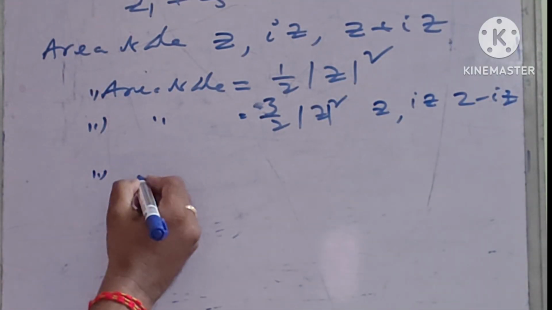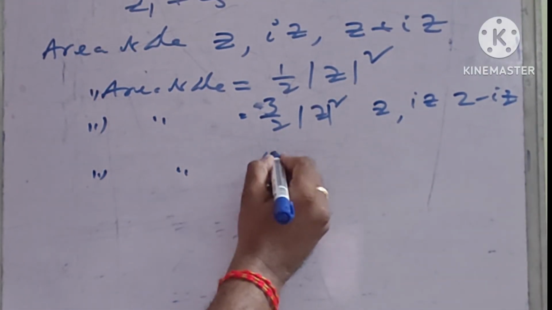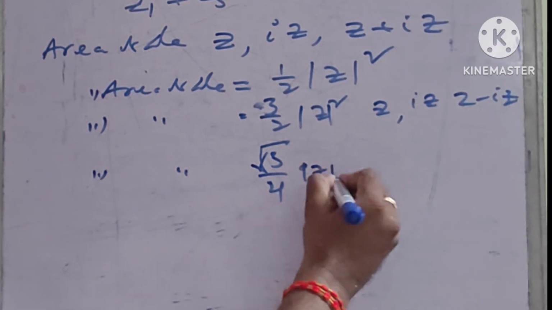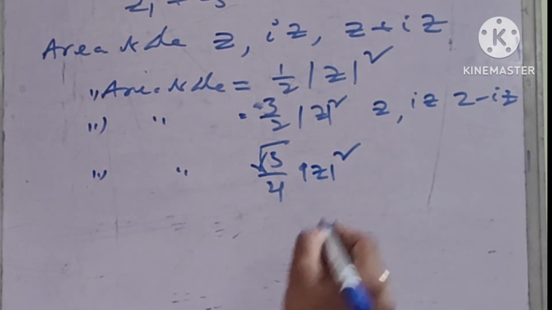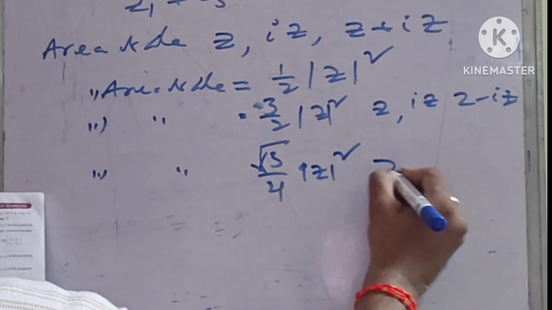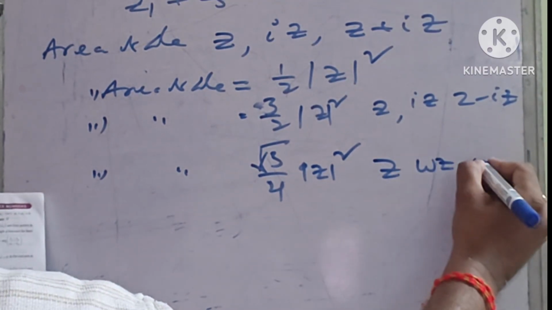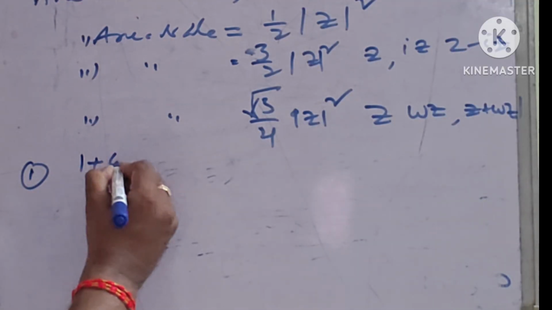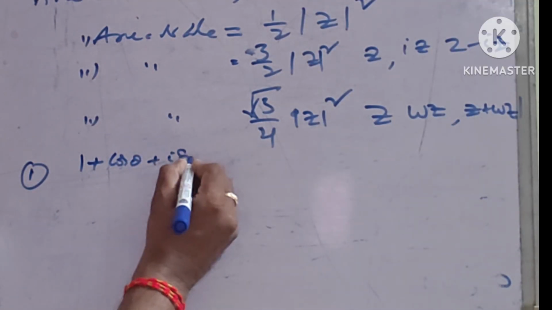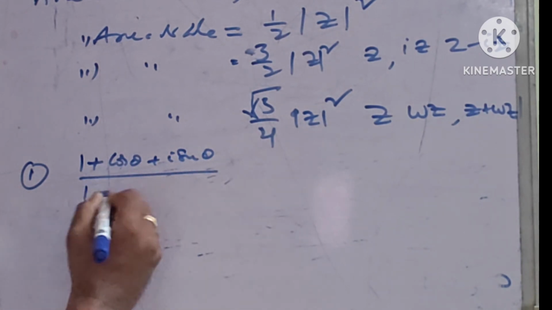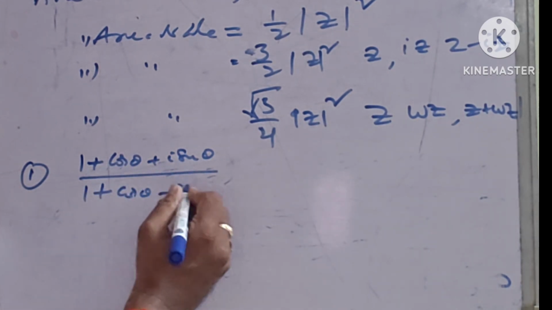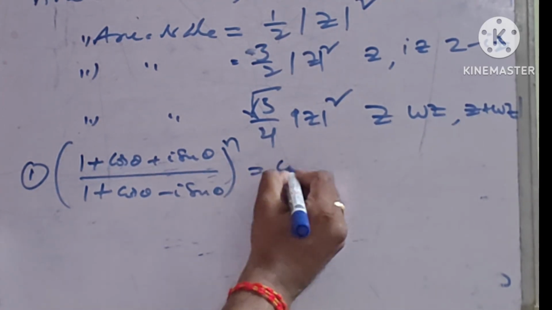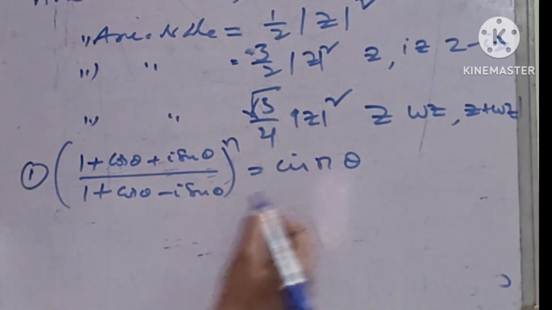Now here, area of triangle is root 3 by 4 mod z square. So the vertices are z, omega z, z plus omega z. Most important formula: (1 plus cos theta plus i sin theta) by (1 plus cos theta minus i sin theta), whole power n, is equal to cis n theta.